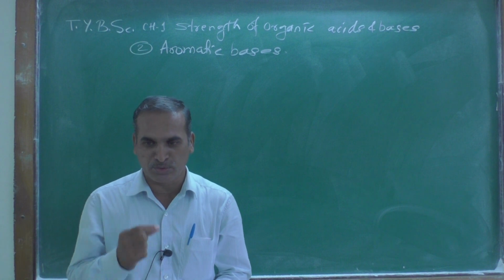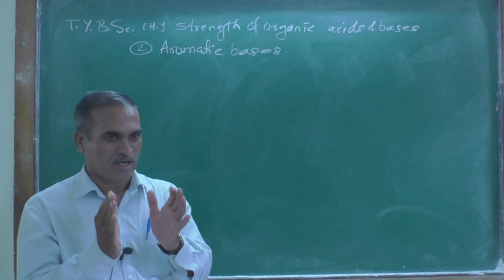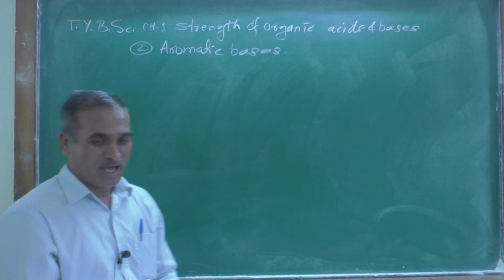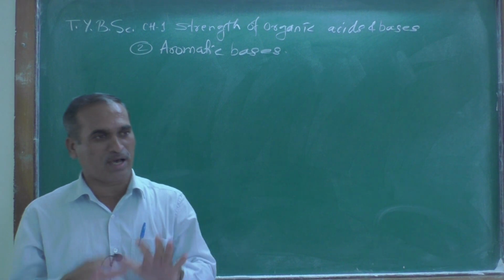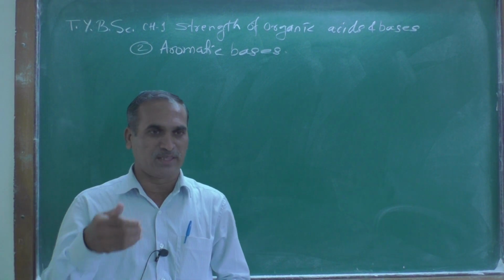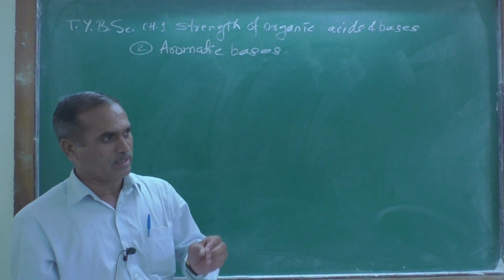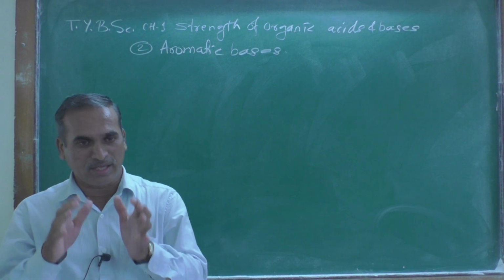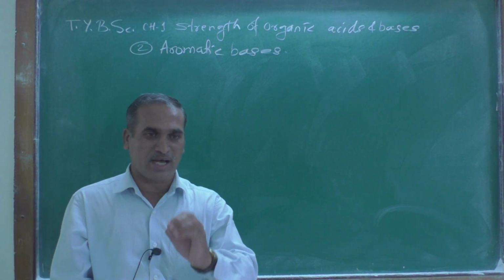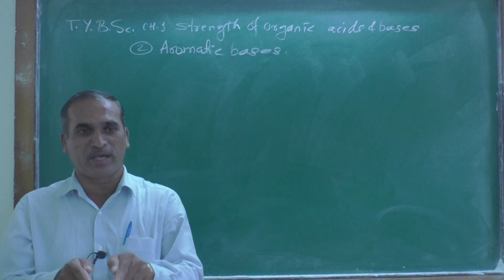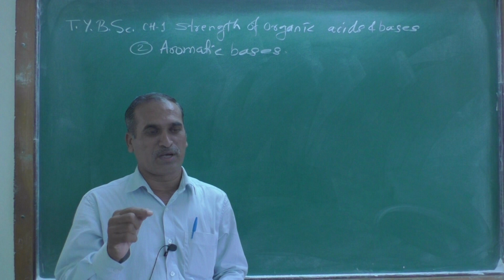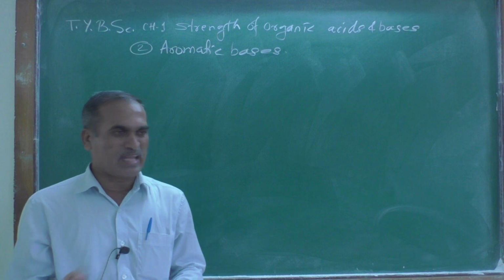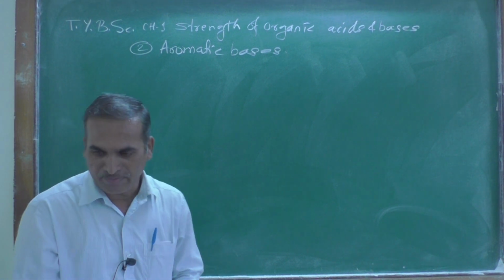Today we are going to start the second part, that is aromatic bases. Aromatic, everybody knows that aromatic means the compound which fulfills the following criteria: it should be planar, it should be fully conjugated, and then cyclic. So these are the three criteria, and it obeys Huckel's rule, 4n plus 2 pi electrons. That type of compound is called aromatic, and the rest of the compounds are aliphatic.